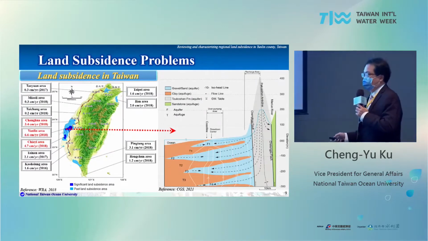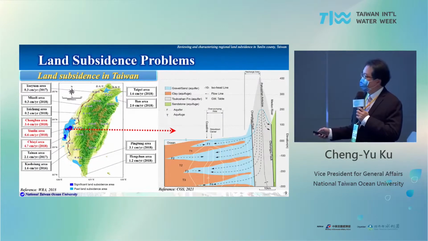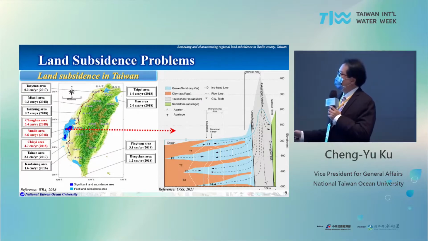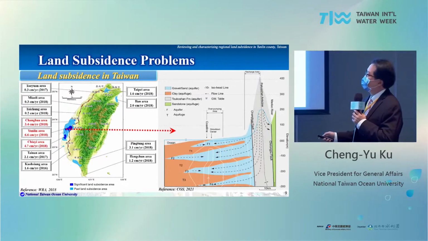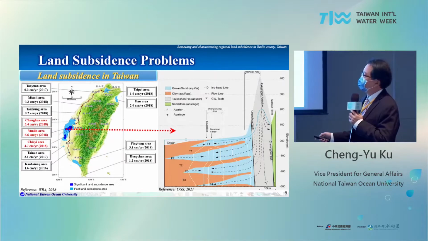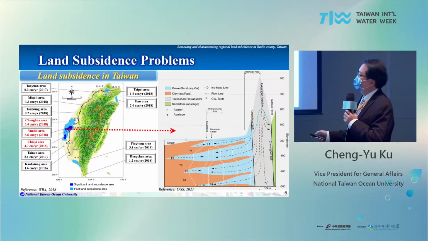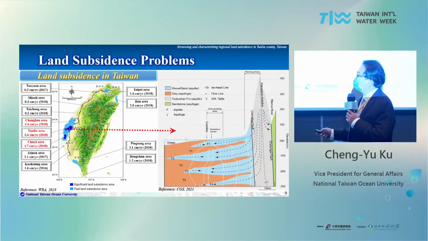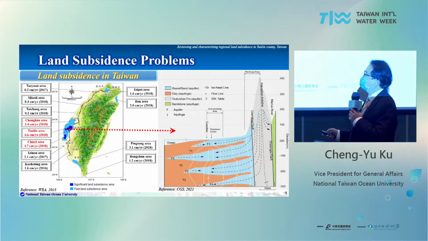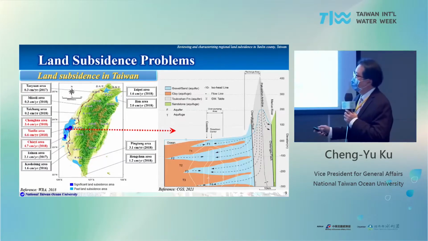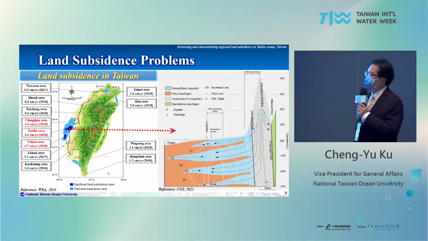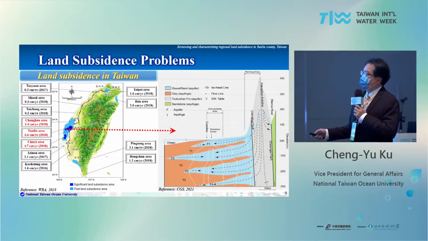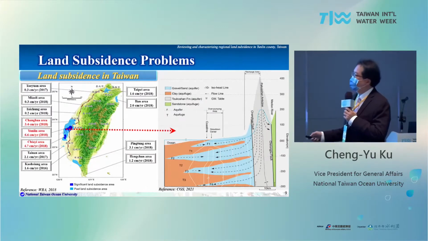And the most important thing is that the land subsidence problem in the Zhuoshui River area is quite serious currently, because in 2018 we have 6.66 centimeters per year. And in Jiayi, we have 4.7 centimeters per year. And in Zhanghua, we have 3.4 centimeters per year. Especially in the Yunlin area, we need to think about how to control the land subsidence to an acceptable level.